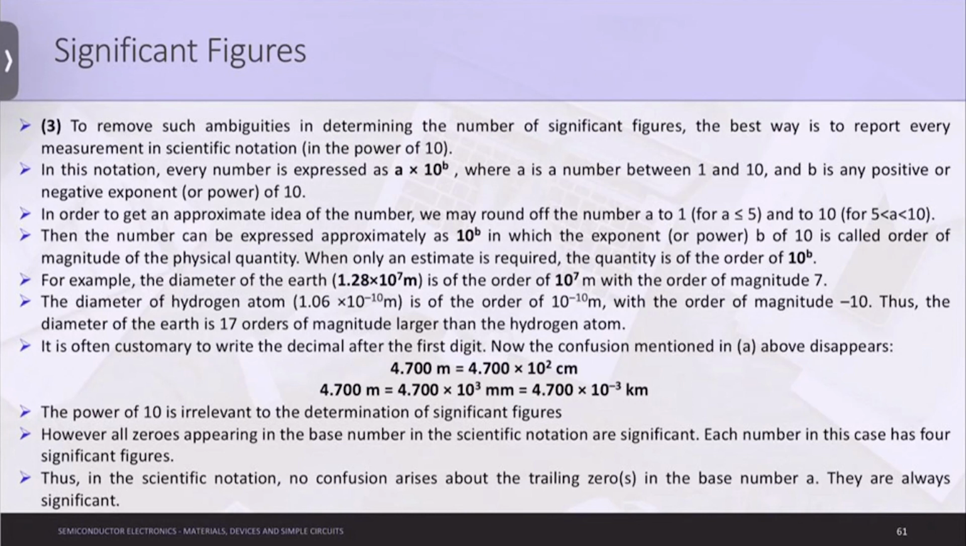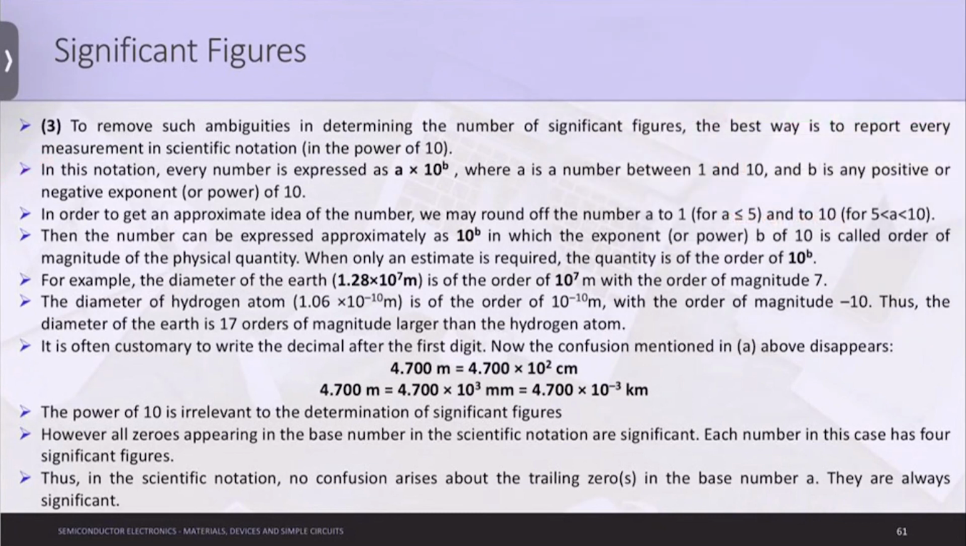Okay, so what is scientific notation? That is being explained here. In this notation, every number is expressed as a into 10 to the power b. Let's say I have a number that is 4. So 4 can be expressed as 4 into 10 to the power 1. If I have a number, let's say 36, then 36 will be expressed as 3.6 into 10 to the power 1. Further things are explained in the next lines.